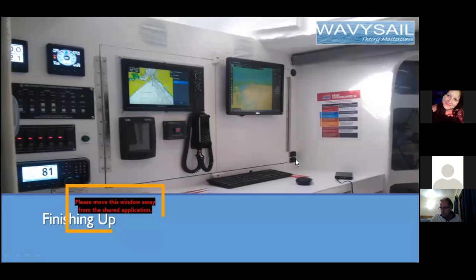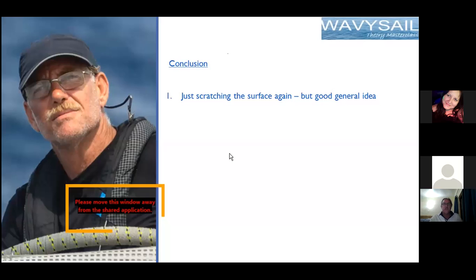Okay, so 20 minutes for some talking up time. It gives a nice general idea of what we're talking about when we're talking about COG, SOG, heading, and the actual boat speed.